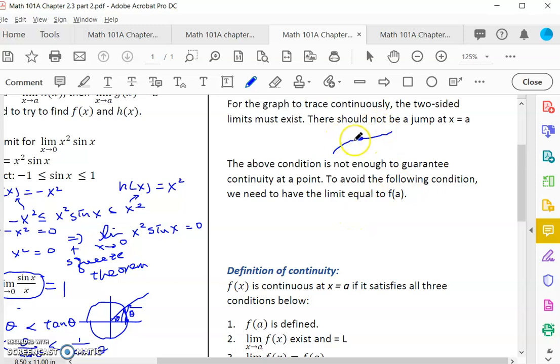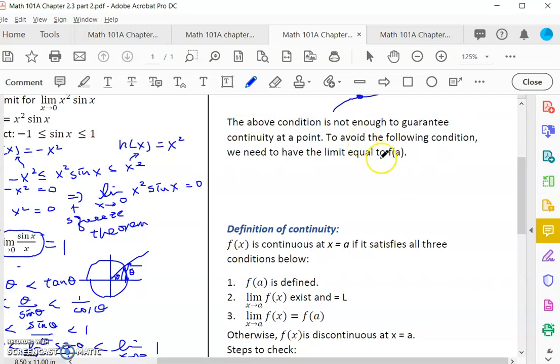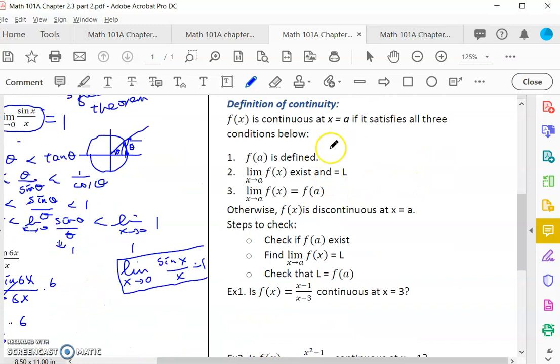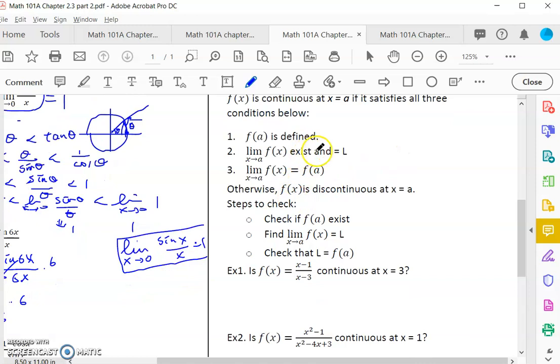So you can see that if the limit exists so that I don't have to jump my pencil, then this limit must be f of a and it has to be defined. So the definition of continuity would be like this. F of a has to be defined if at a it's continuous, and the limit as x approaches a on both sides would exist. It eliminates the jump situation. And then the limit is actually f of a. Okay, if any one of these is not satisfied, then f of x is discontinuous.